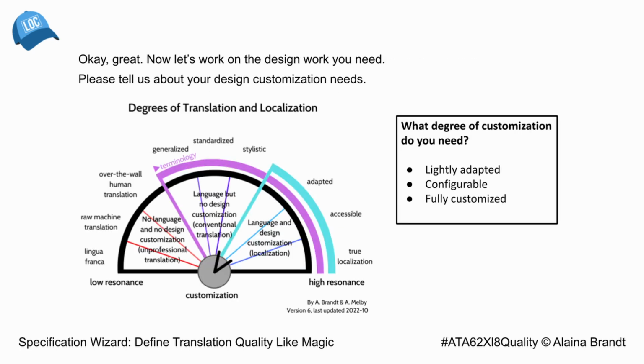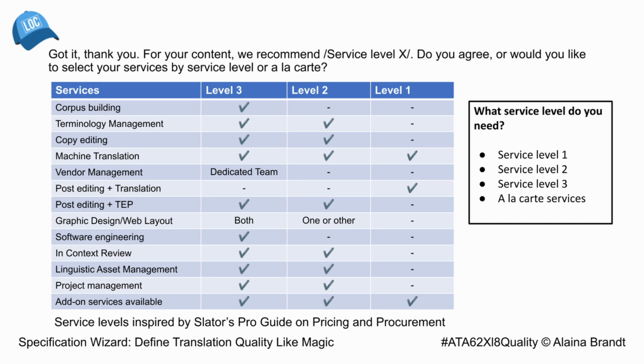Then going on to, okay, you've told us what level of translation quality you want to have. Now tell us what kind of localization you want to have if you're requesting that. Would you like a system that's lightly adapted? Would you like a system that's configurable? Would you like a system that's fully customized? I won't talk further about that. Again, looking at what are the service levels that you need. So I've already talked about service level 1. Maybe we can look over here at service level 3, where suddenly we're getting localization vendor management added in.